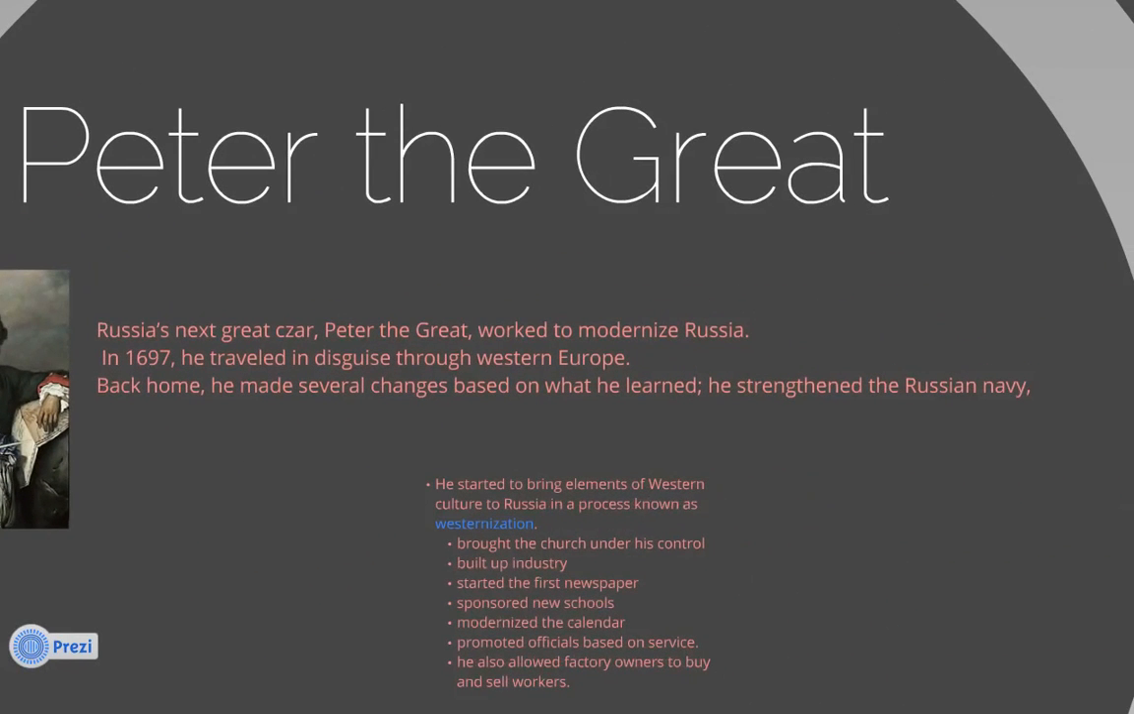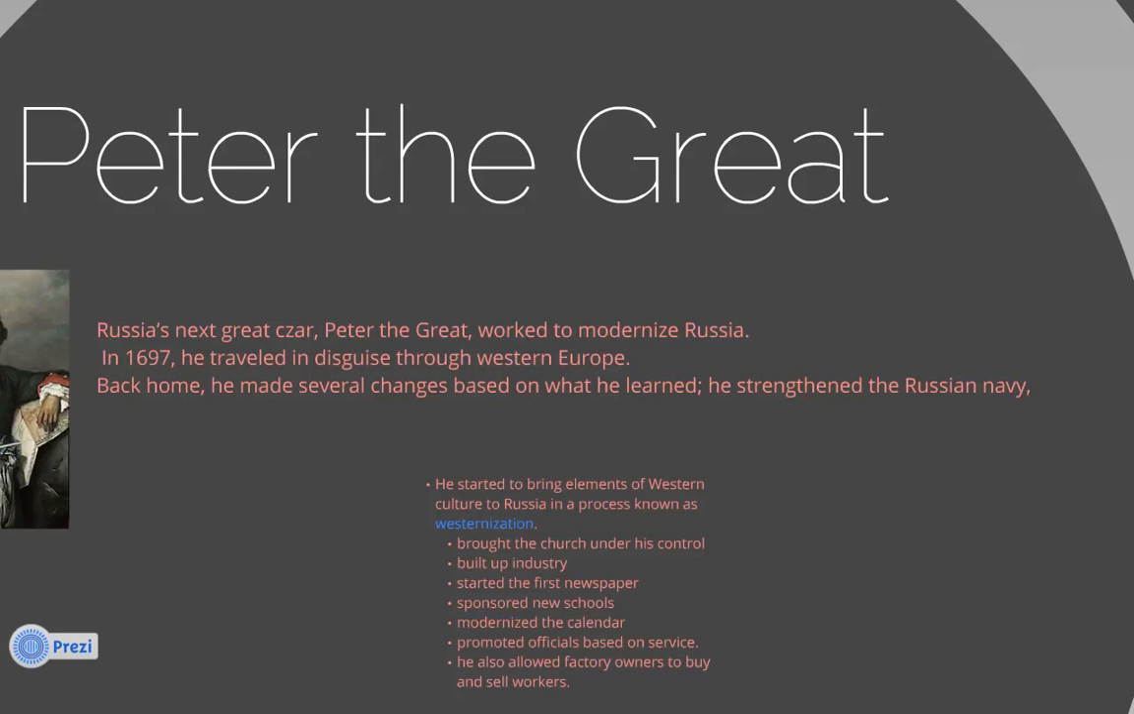He is going to work to modernize Russia. When we talk about modernizing or westernization, that is when you start to adapt Western culture. So what you have to remember is that Peter is going to disguise himself, and he's going to travel through Western Europe, countries like England and France and Spain and all those areas, and he's going to notice that they're a little more advanced than Russia. And so when he gets back home, he's going to try to change several things.